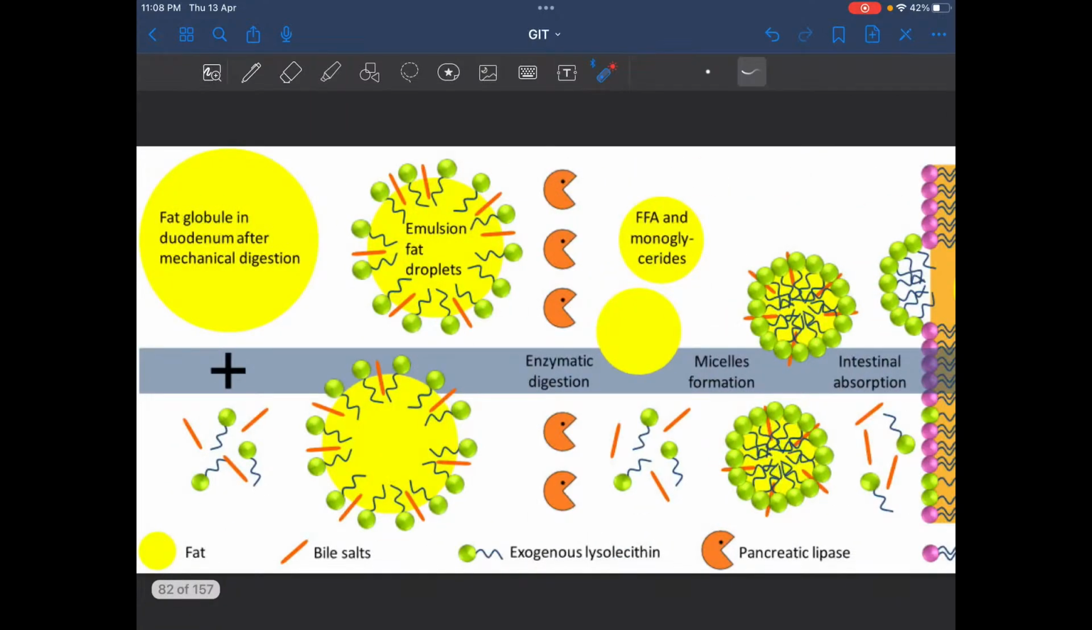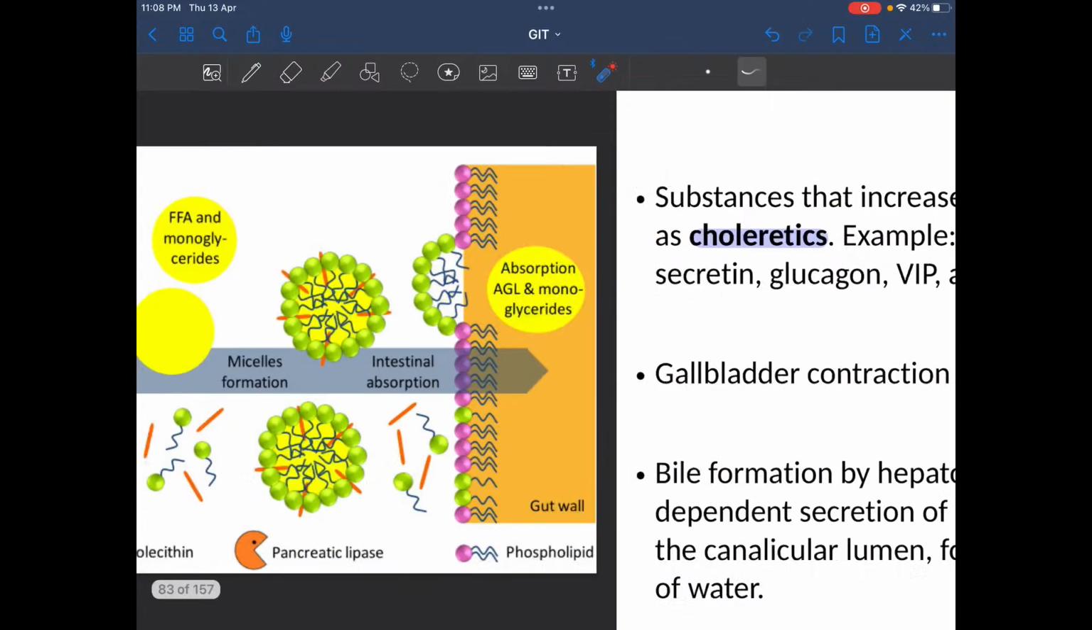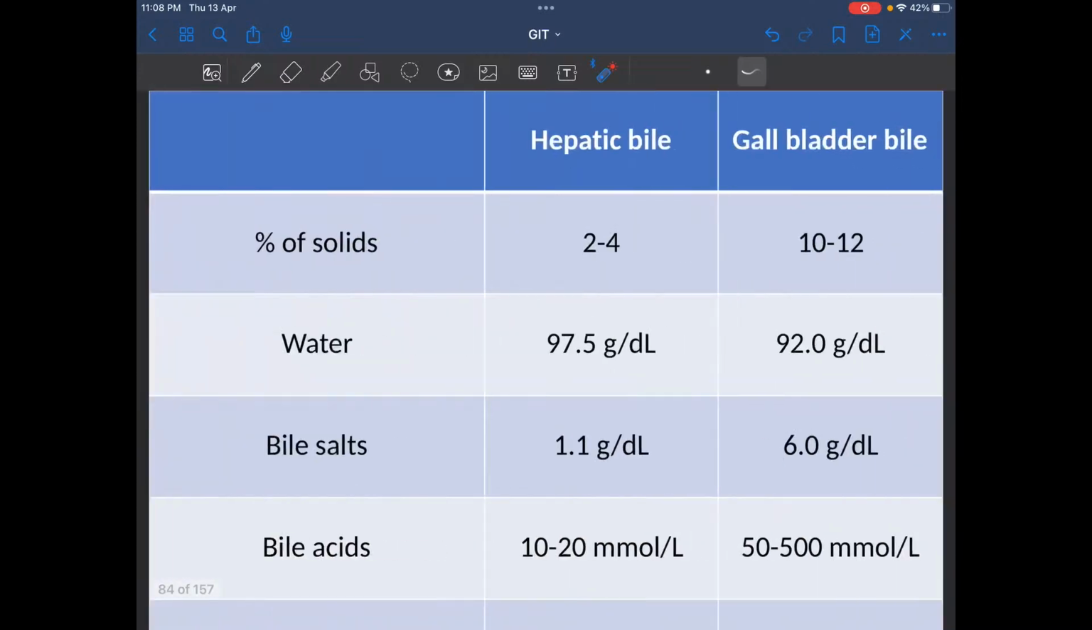What next is going to happen is something like this. So what do we see? The fat droplets are going to emulsify into smaller droplets. And now what's going to happen is these bile acids, conjugated bile acids, are going to form a micelle around it. And this micelle is ultimately going to lead to fat absorption. So what role do bile acids play? Emulsification and absorption via formation of a micelle. So that's the main thing.